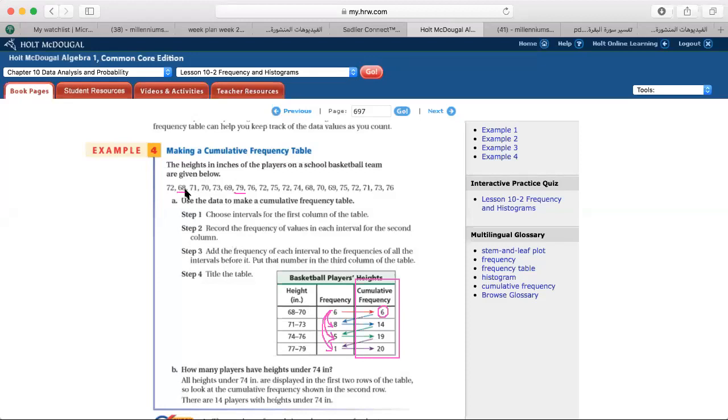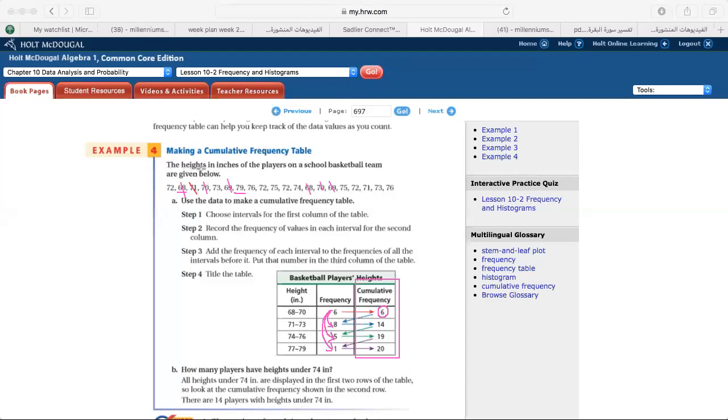And then for the first interval, I'm going to count all the heights from 68 to 70. Here I have 68. I'm counting all the numbers between 68 and 70: 68, 70, 69. Do I have another one? Yes, 69. So 1, 2, 3, 4, 5, 6. So I have 6.